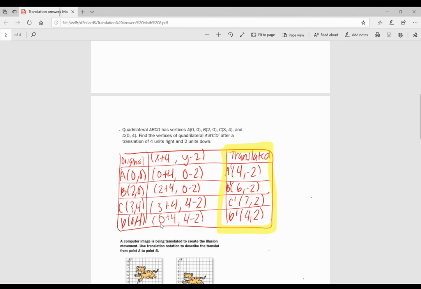0 plus 4 is 4. 4 minus 2 is 2. And that's how we got our translated points. And all you have to do is give me this as your final answer. Make sure you have your primes so I know it's the translated one.